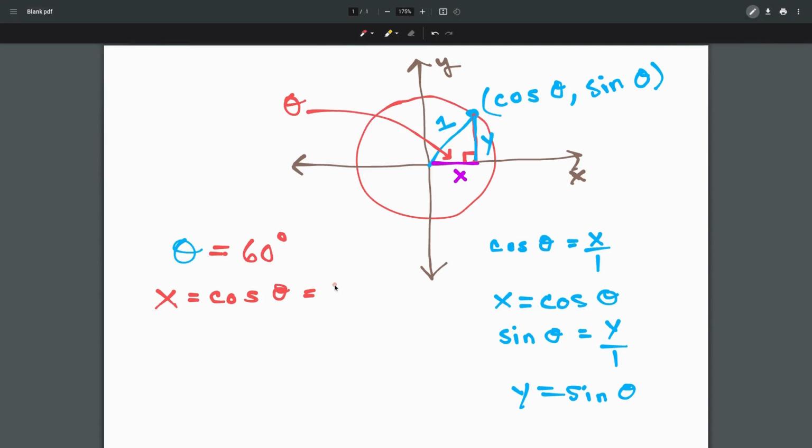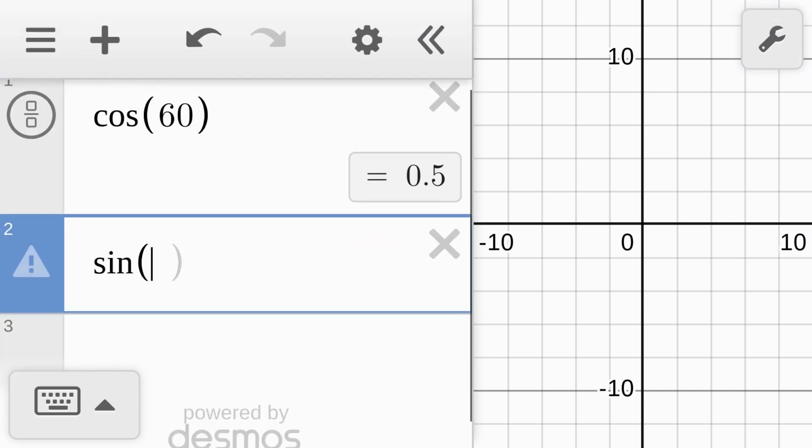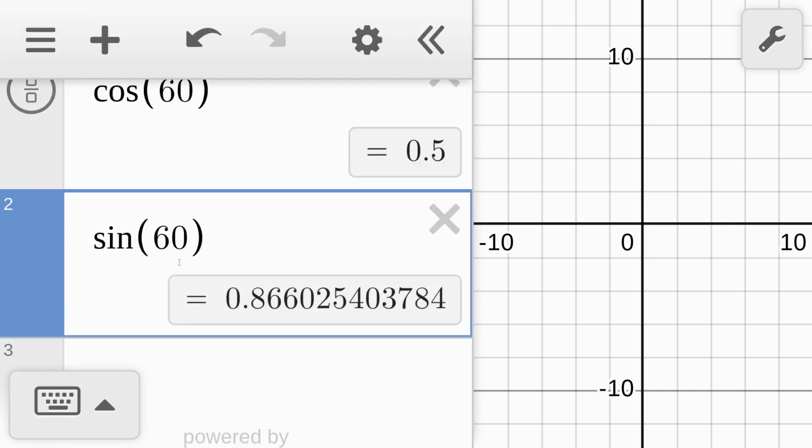So our x value is 0.5. The y value is the sine of theta. So let's go here and we can do sine of 60 degrees, and we get 0.866.